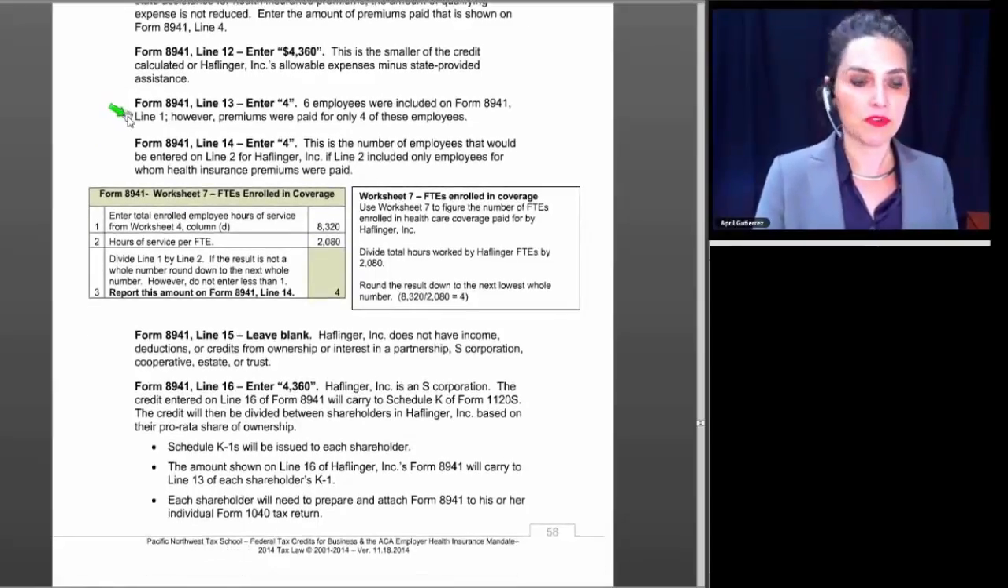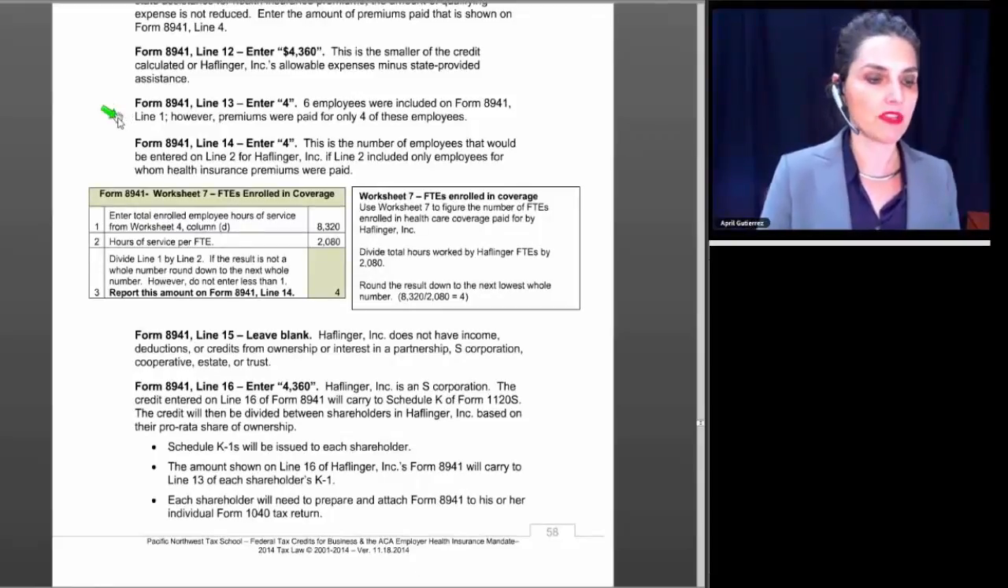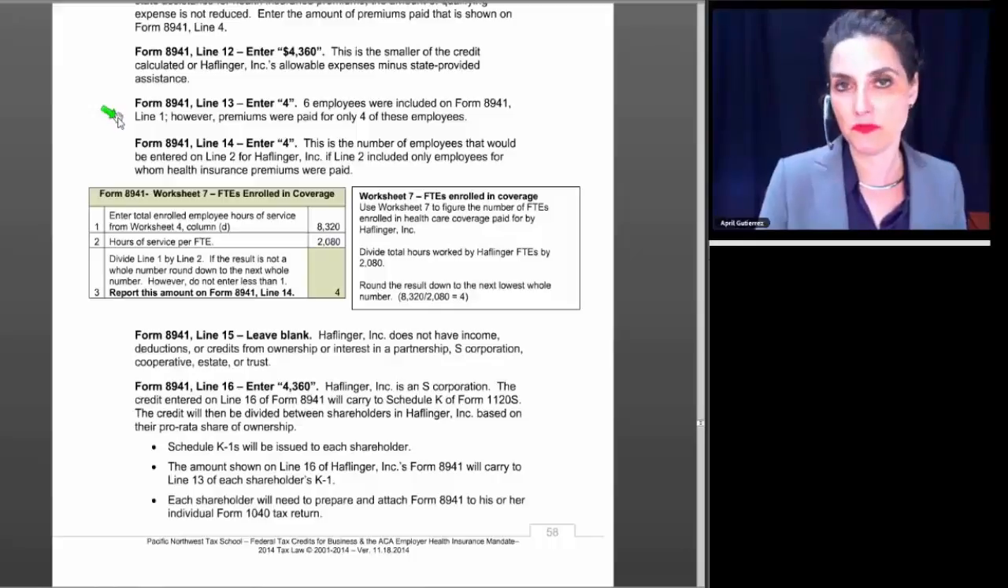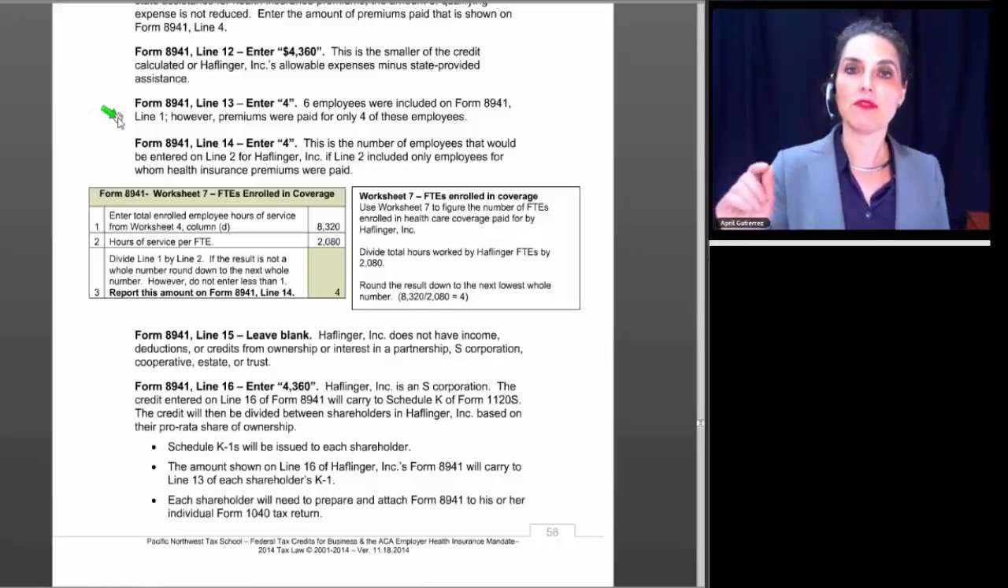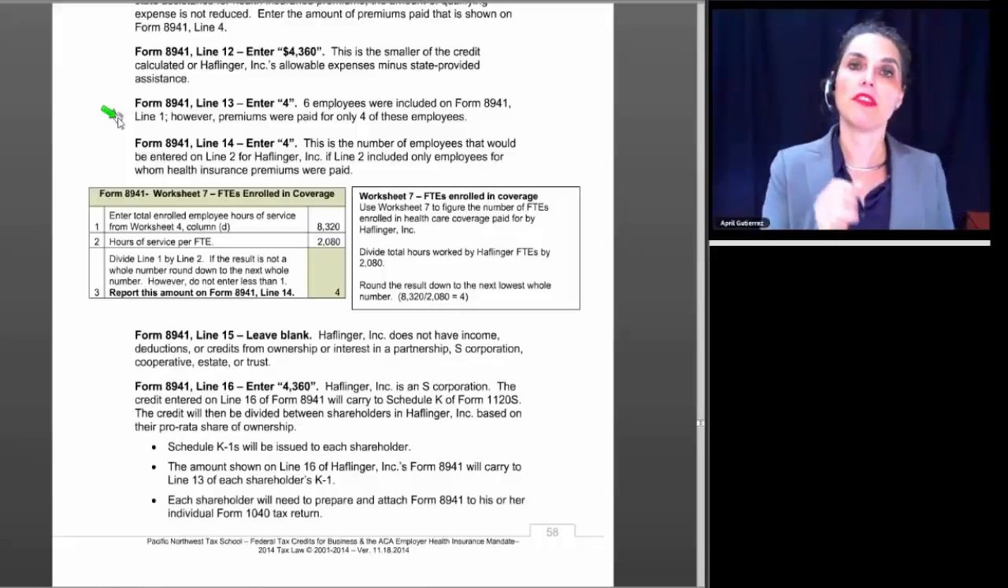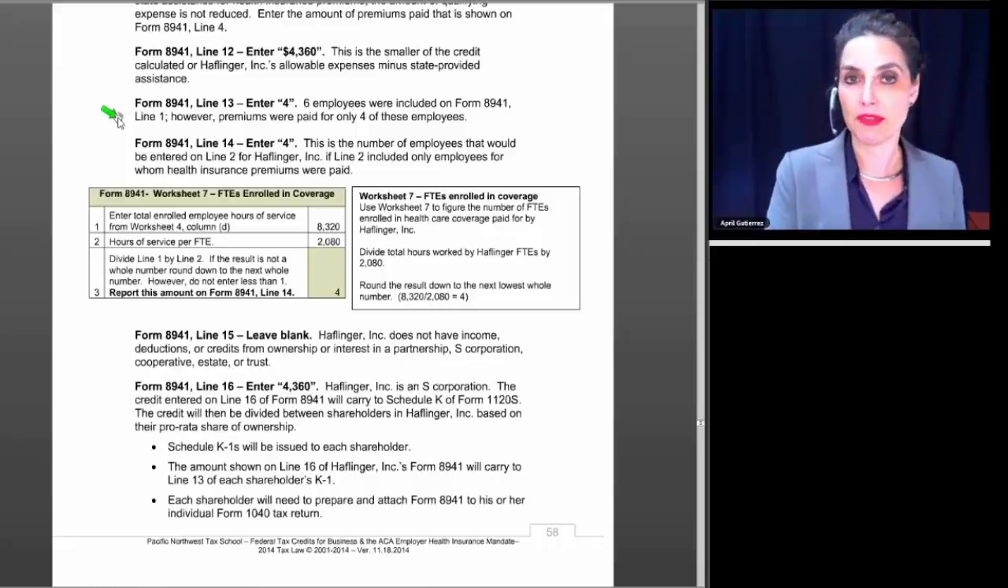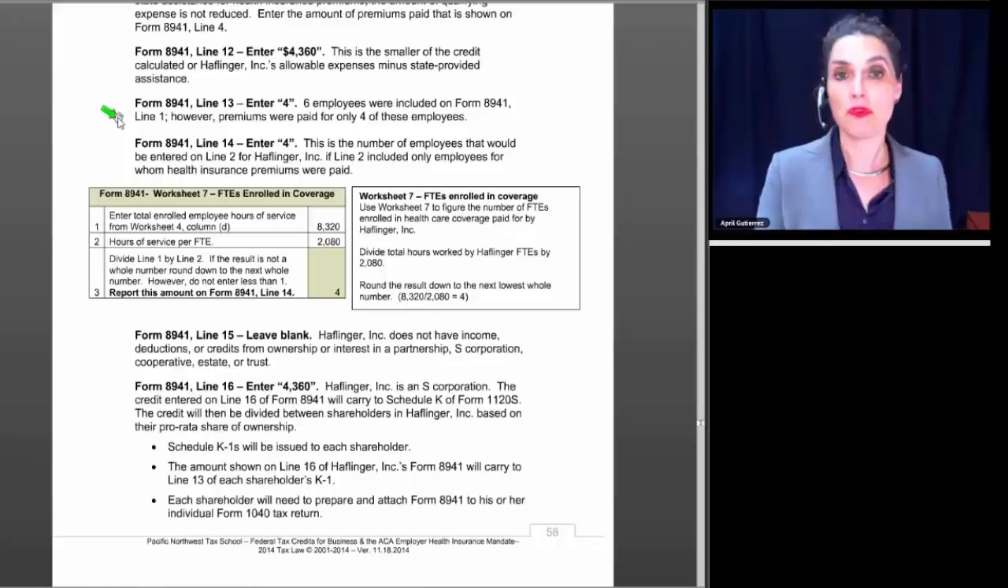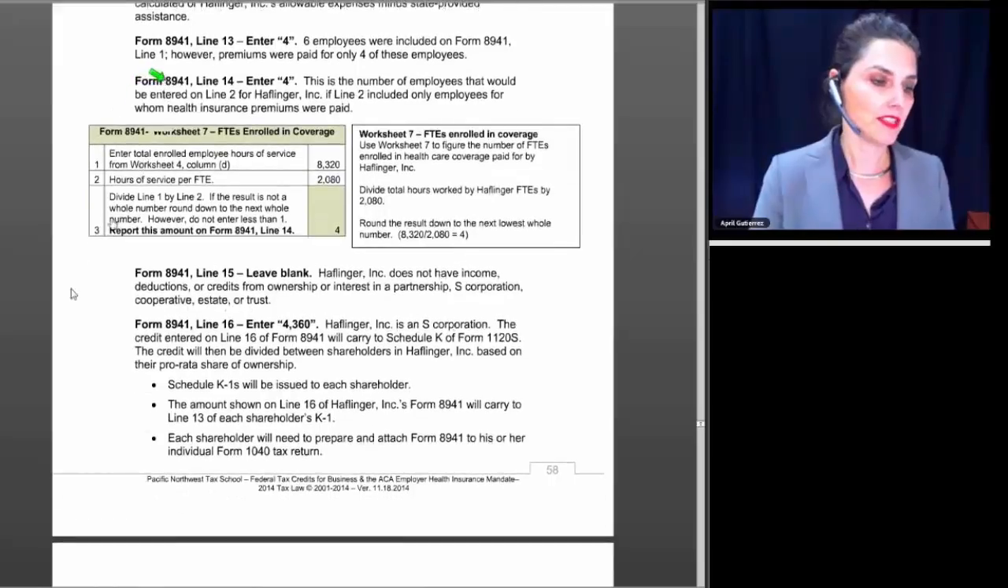6 employees were included on Form 8941 line 1, way back up at the top. However, premiums were only paid for 4 of those employees. So they want to know the number of non-excluded employees. They want to know the number of equivalent full-time employees, and then they want to know how many employees actually had health insurance coverage. And 4 employees actually had health insurance coverage. And so that's the amount entered.